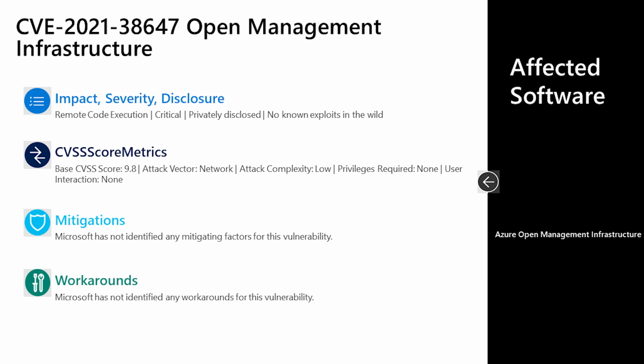Next, let's take a look at CVE-2021-38647. This is a remote code execution vulnerability in the Azure Open Management Infrastructure component. This is another critical severity vulnerability, not publicly disclosed, nor are there any known exploits out in the wild. This vulnerability has a 9.8 on a scale of 10, so certainly very elevated. As we can see here, no privileges are required and no user interaction is required, and so that's pushing the score so high. There are no mitigations or workarounds for this vulnerability.